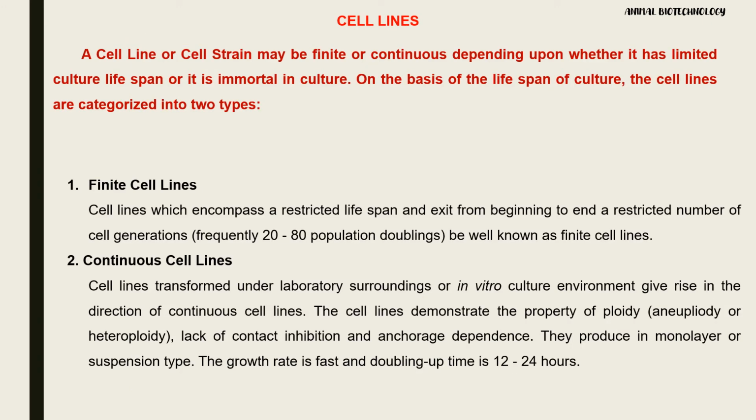A primary cell culture after undergoing passages becomes a cell line or a cell strain. Depending upon the lifespan of the culture, they can be classified into two types, finite cell lines or continuous cell lines. The finite cell lines have a limited culture life, frequently 20 to 80 population doublings, while the continuous cell lines are immortal lines.